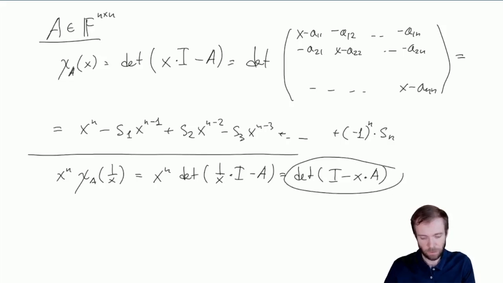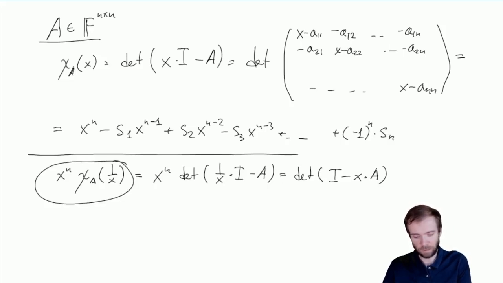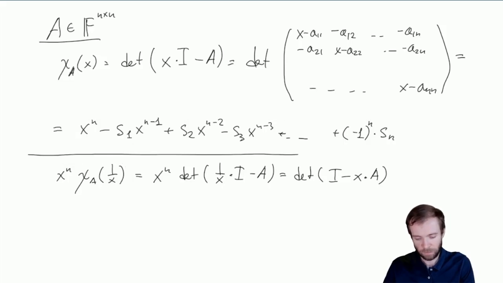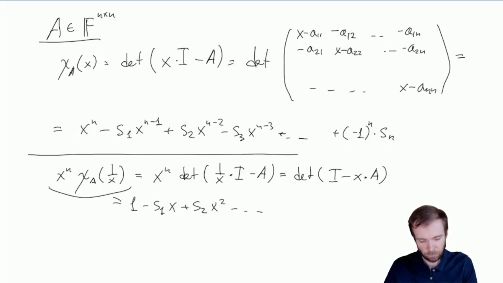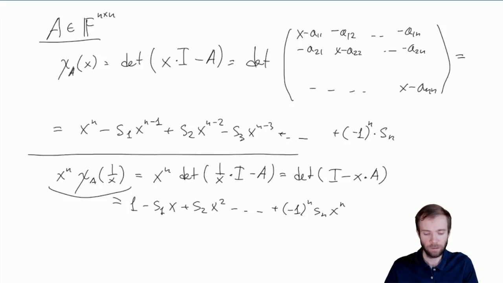So we'll deal with this polynomial, and when we expand it according to this form of the polynomial, we see that it's nothing but 1 minus s1 x plus s2 x squared, and so on, plus minus 1 to the power of n, s_n, x to the power of n. So we'll actually compute this, but anyway, its coefficients are just the same as the coefficients of the characteristic polynomial of A.